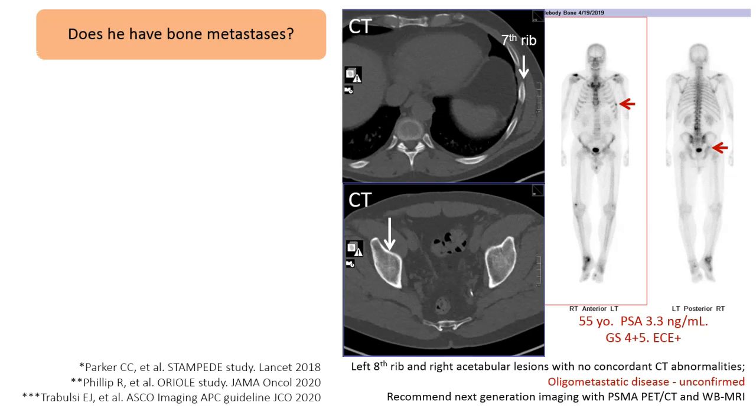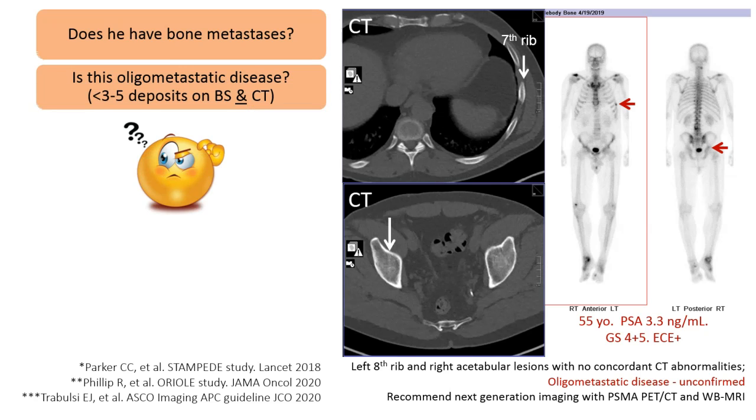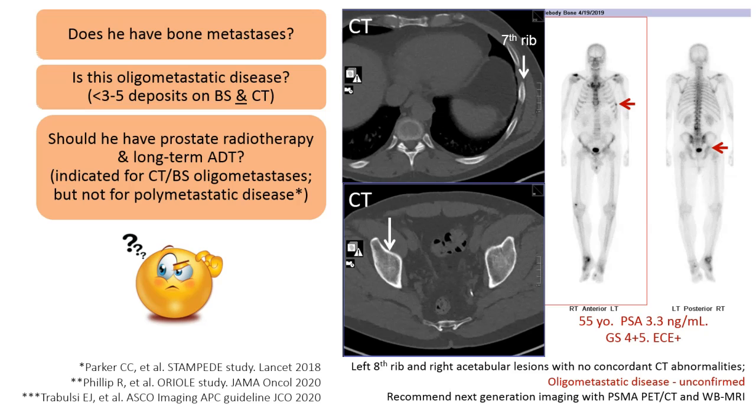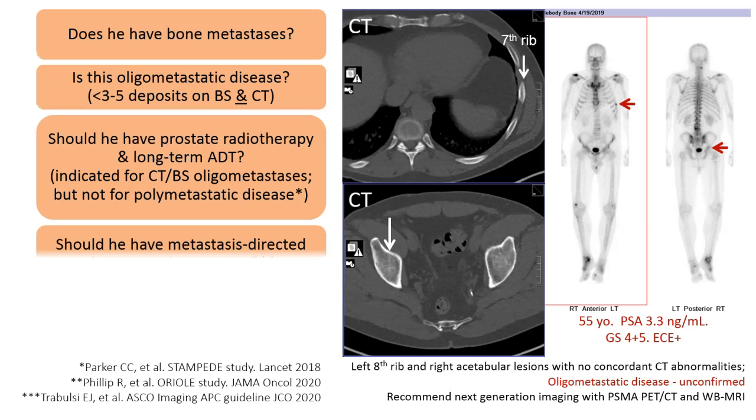So we have to answer a number of questions. Does he have bone metastases? And here are the zoomed up images. Is this oligometastatic disease, that's to say 3 to 5 deposits on the bone scan and on the CT scan? Should he have pelvic radiotherapy and long-term androgen deprivation therapy, which would be indicated for oligometastatic disease but not for polymetastatic disease? Should he have CyberKnife radiotherapy to these 2 sites while his prostate is being treated, remembering that we can't even see the lesions very well on the scans?